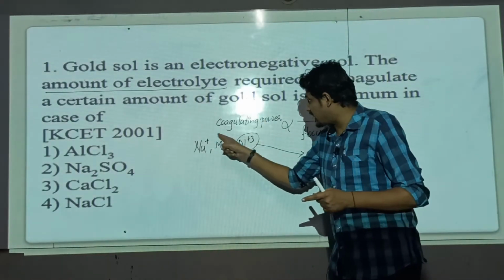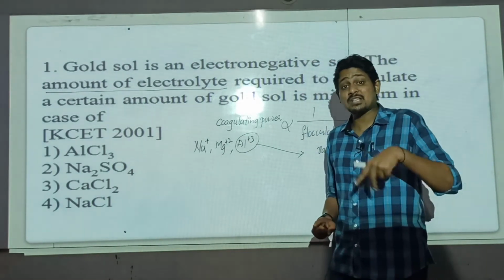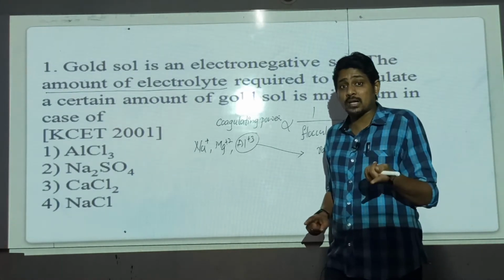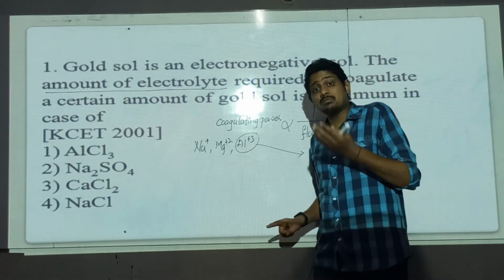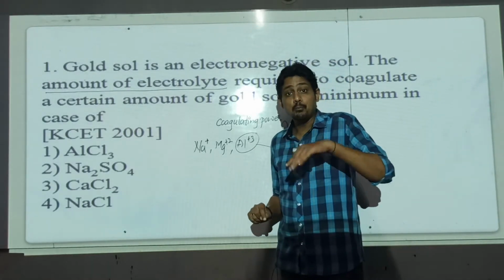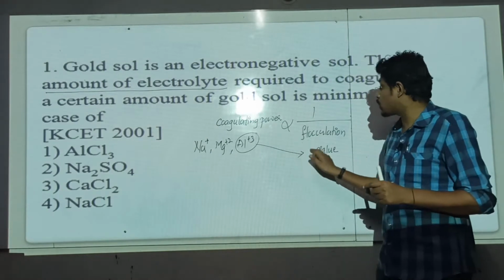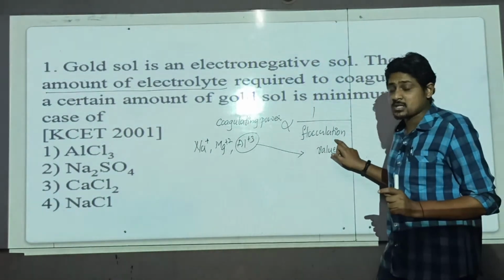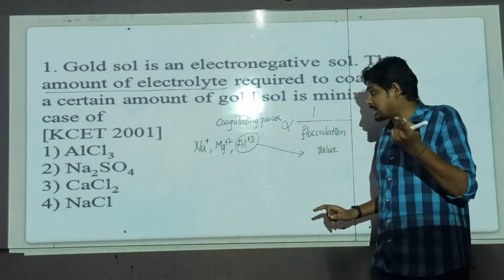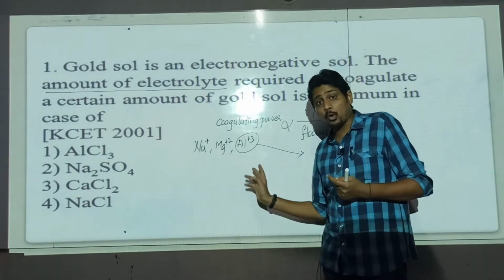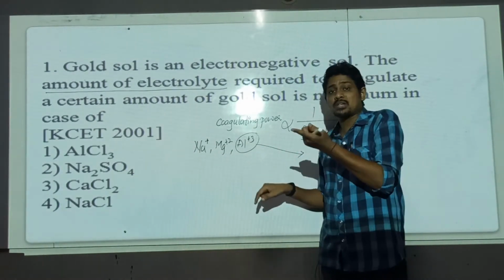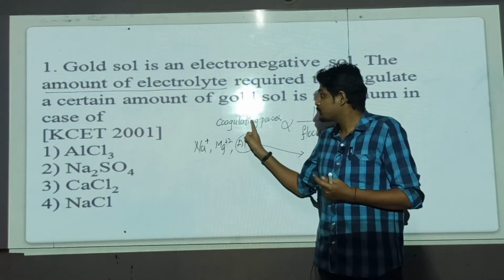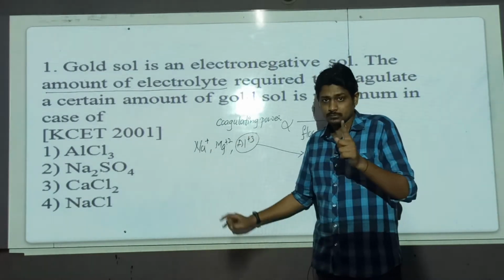In the same manner they will ask you about the coagulating power, minimum coagulating power or maximum coagulating power. Maximum coagulating power means higher oxidation state, minimum coagulating power means minimum oxidation state, because these two are inversely proportional. You have to remember this. Again I will repeat: minimum flocculation value means higher oxidation state, maximum flocculation value means minimum oxidation state. Opposite to this, maximum coagulating power means maximum oxidation state, minimum coagulating power means minimum oxidation state.